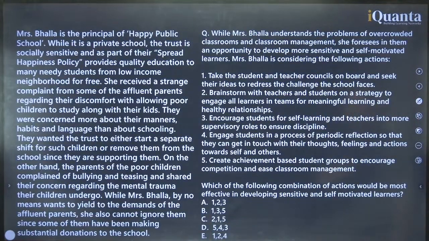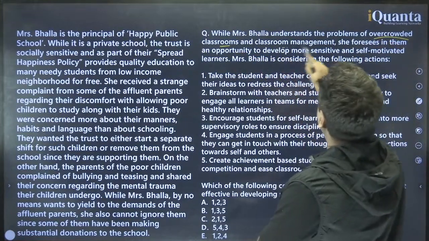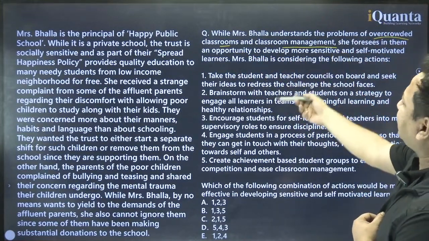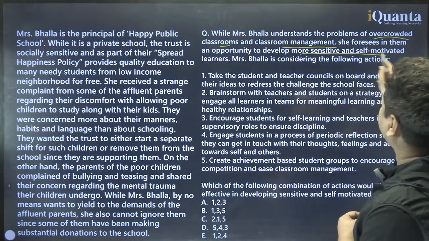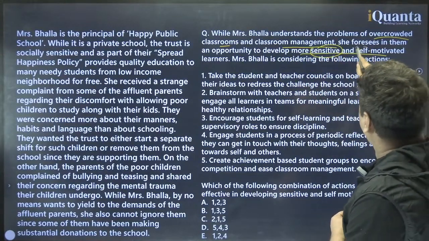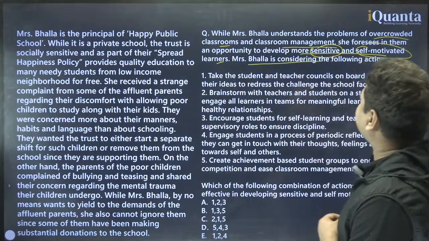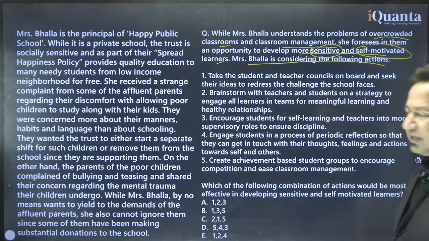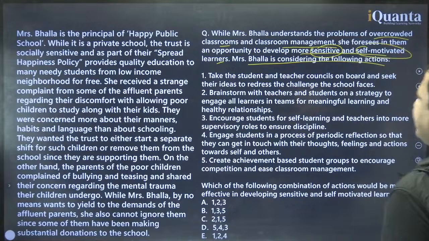Well, Mrs. Bhalla understands the problems of overcrowded classrooms and classroom management. She foresees in them an opportunity to develop more sensitive and self-motivated learners. Mrs. Bhalla is considering the following actions. First, take the student and teacher councils on board and seek the ideas to redress the challenge the school faces.